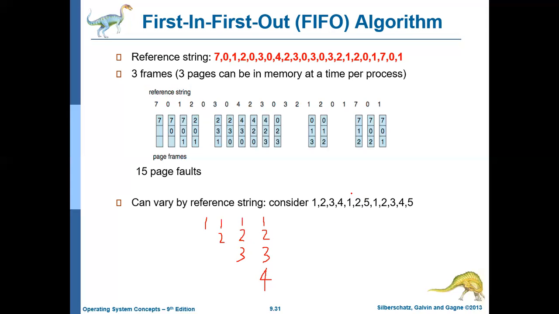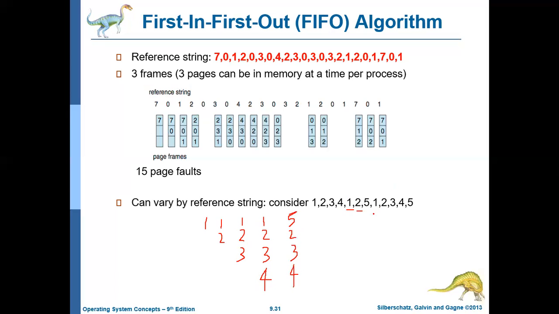Next there is a 1. 1 is already in the memory, so it won't create a page fault. Next is 2. 2 is already in the memory, so it won't create a page fault. Next is 5. 5 is not in the memory, so 5 should replace 1. So it will become 5 2 3 4, okay.